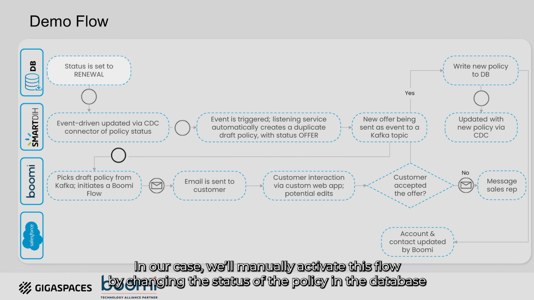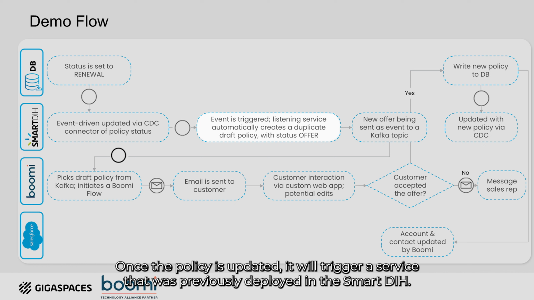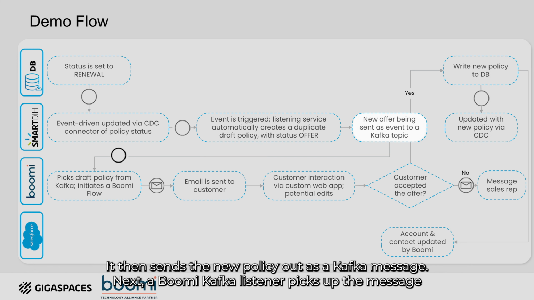In our case, we'll manually activate this flow by changing the status of the policy in the database to renewal. This will initiate a CDC update to the Smart DIH. Once the policy is updated, it will trigger a service that was previously deployed in the Smart DIH. This service creates a duplicate policy with the status Offer, resetting the original policy status to Contract. It then sends the new policy out as a Kafka message.